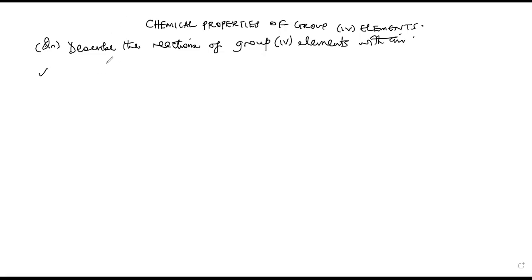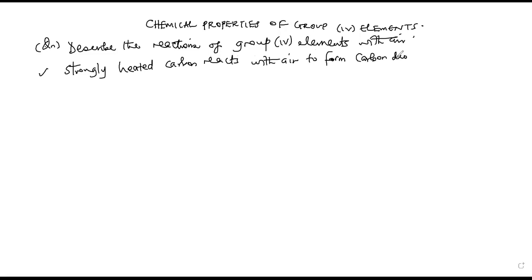All right. So let's begin my answers. When you're describing the reactions, you have to give me the condition. Your description must have conditions of reactions, the products, and the equation. So for example, with carbon, that carbon must be strongly heated. Strongly heated carbon reacts with air to form carbon dioxide. So we shall have carbon plus oxygen form carbon dioxide.